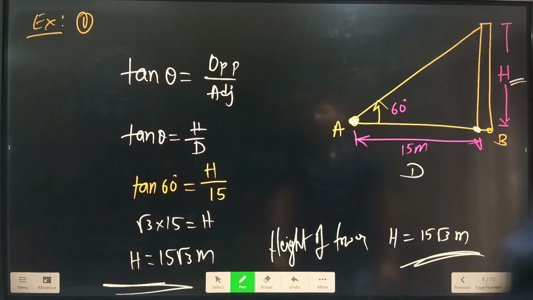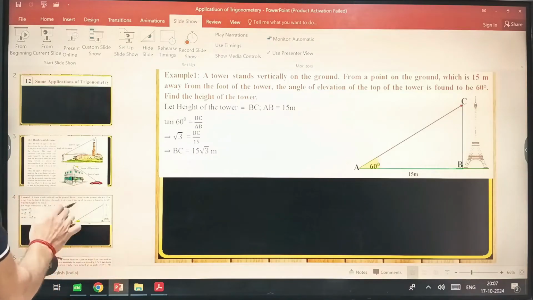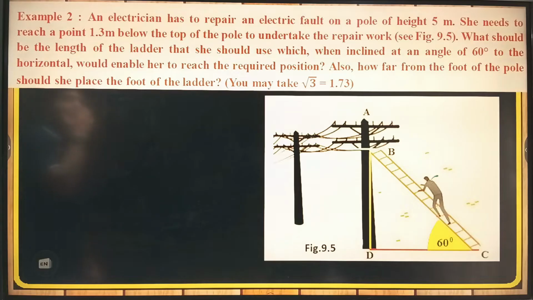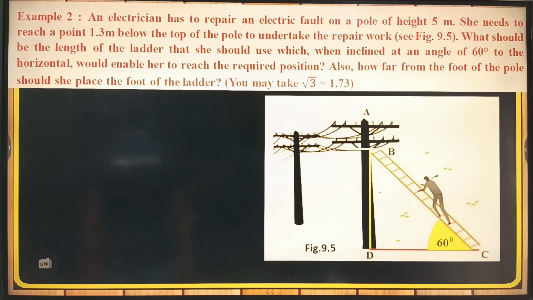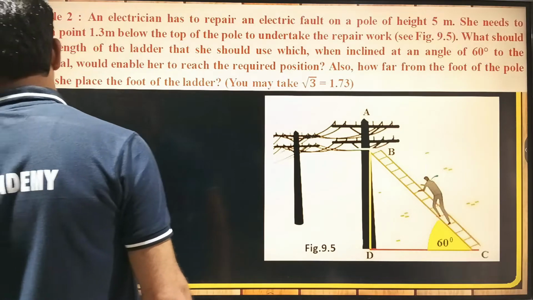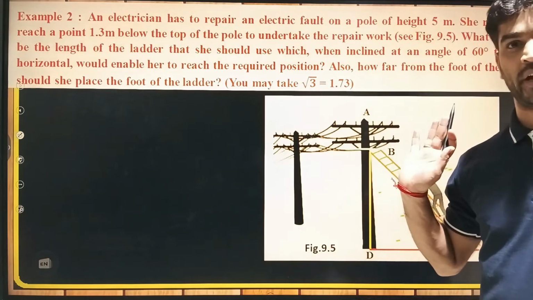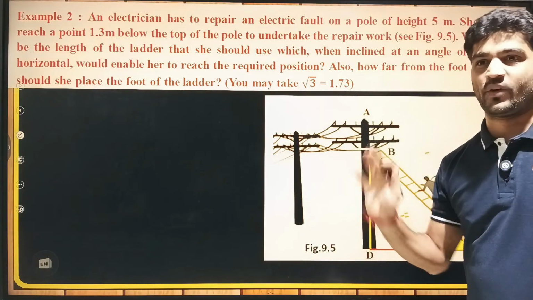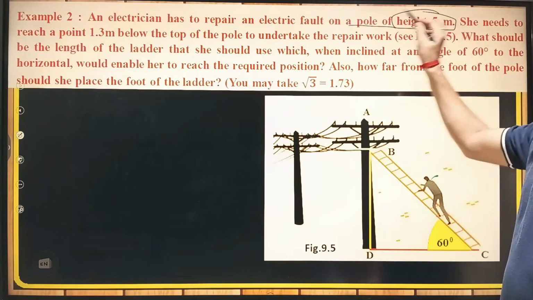Yes. So, next question, dear students, note this question. Second question, question number 2. An electrician has to repair an electric fault on a pole of height 5 meter. When the electric pole is there, what is the total height of the pole? Observe carefully and understand the question, then only you can solve it. An electrician has to repair an electric fault on a pole of height 5 meter.